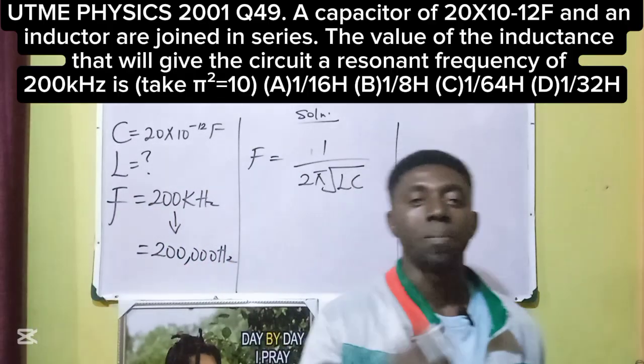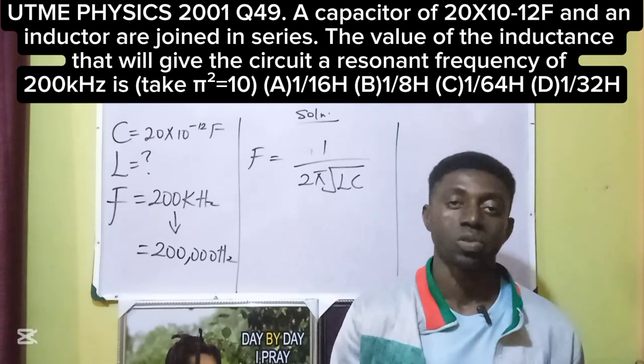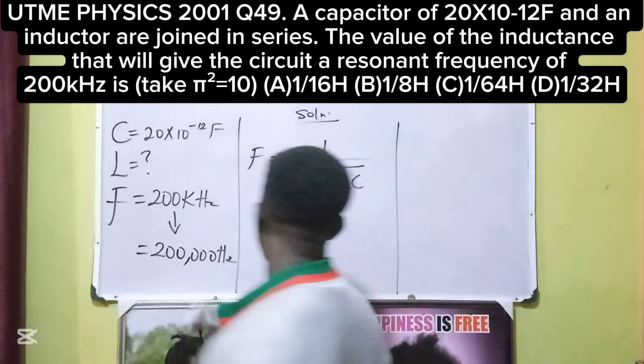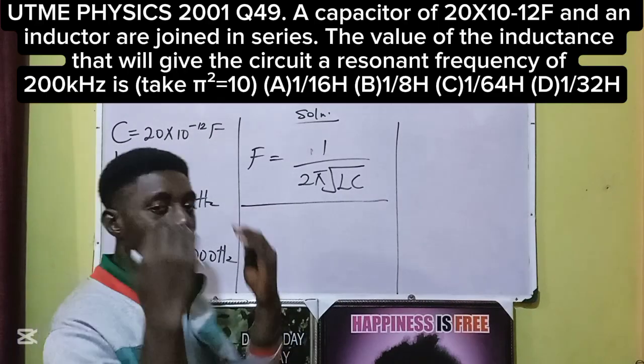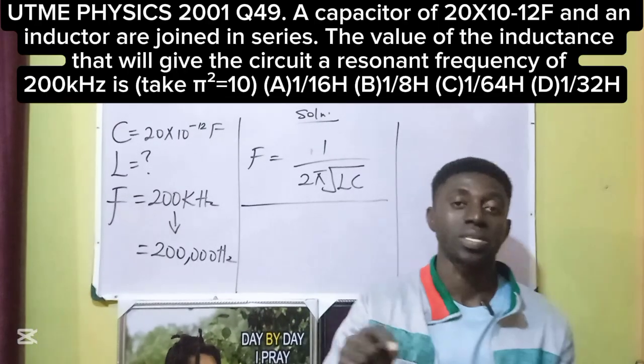But on this platform, we don't support cramming. All formulas have a basis, and I'll show you the roots that led to this formula. Okay, see how we got this formula. Then get the logic in resonance circuit. The logic in resonance circuit is this.